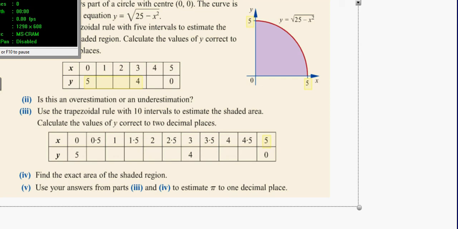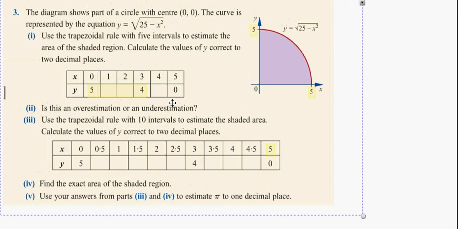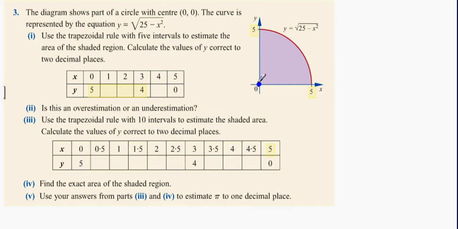So this is exercise 1.2 on the trapezoidal rule. The diagram shows part of a circle with center (0, 0), and the curve is represented by the equation y equals the square root of 25 minus x squared. What it says is calculate the values of y correct to 2 decimal places.